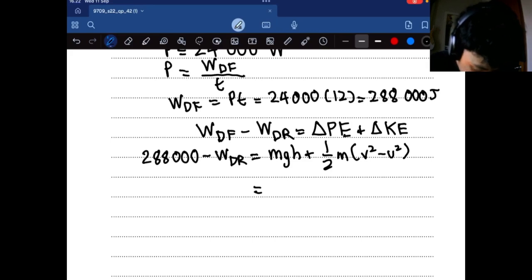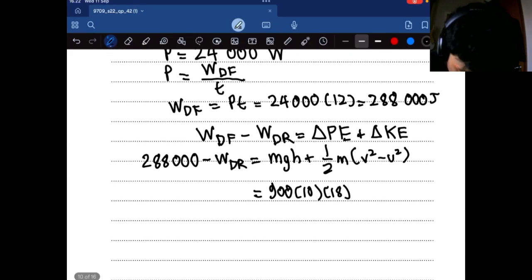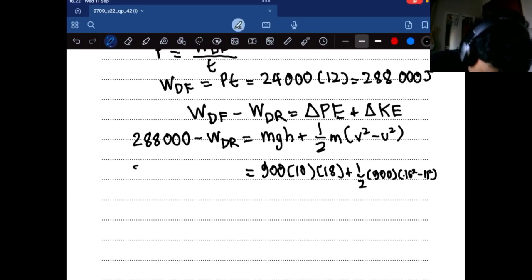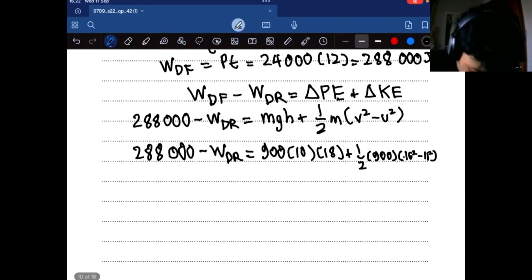So for the potential energy, the mass of the car, which is 900, times 10 since it's moving upwards, times the height, which is 18, which is what we found just now, plus half times 900 times the final speed, which is 16 squared, minus 11 squared, the initial speed. You just write the values on the left first. Okay, now we can just calculate the formula on the right, which will be equal to 222,750 joules.